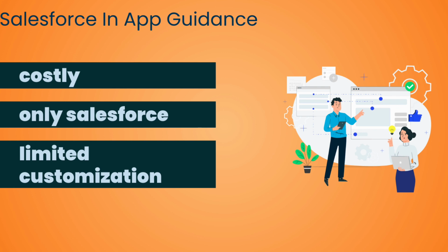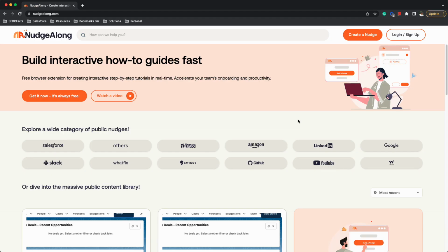So what are the alternatives that we have? One of the best alternatives that I have found is called nudgealong.com, which allows you to build small nudges. We can also call these guided flows for your end users. And the best part is, first of all, it's completely free for personal use. And the second thing is it works as a browser extension. That means not only Salesforce, you can build these nudges for any system that you use. It doesn't matter which website you are viewing in your browser, you can build nudges for that website.